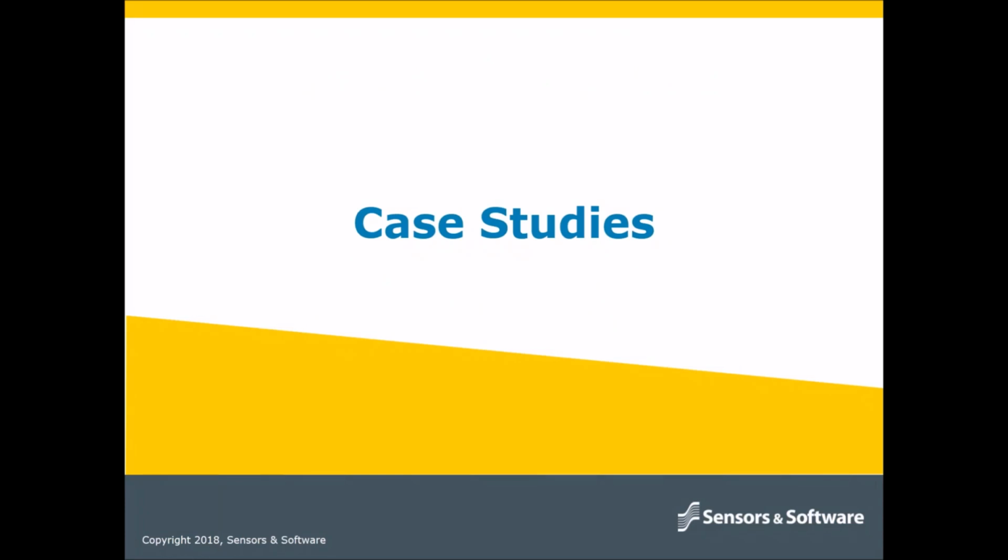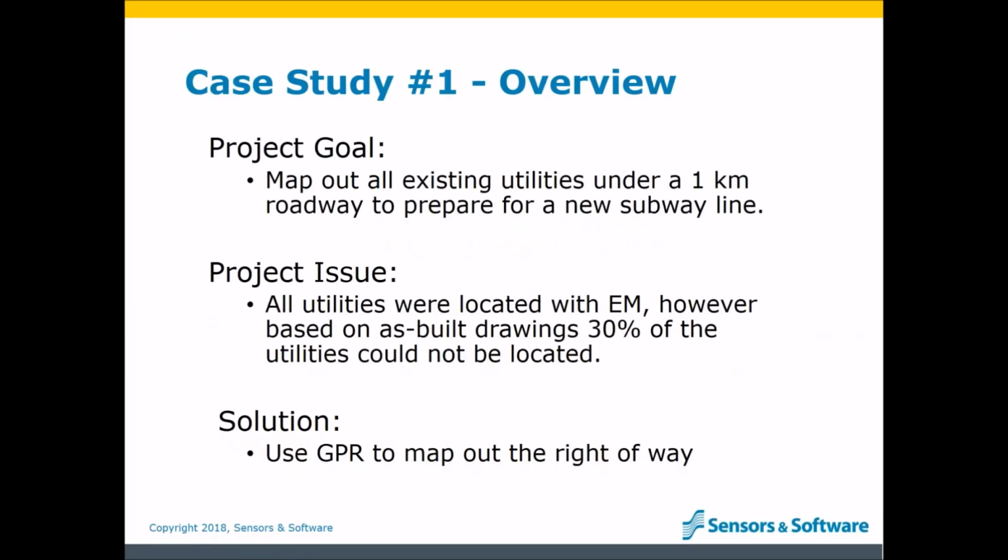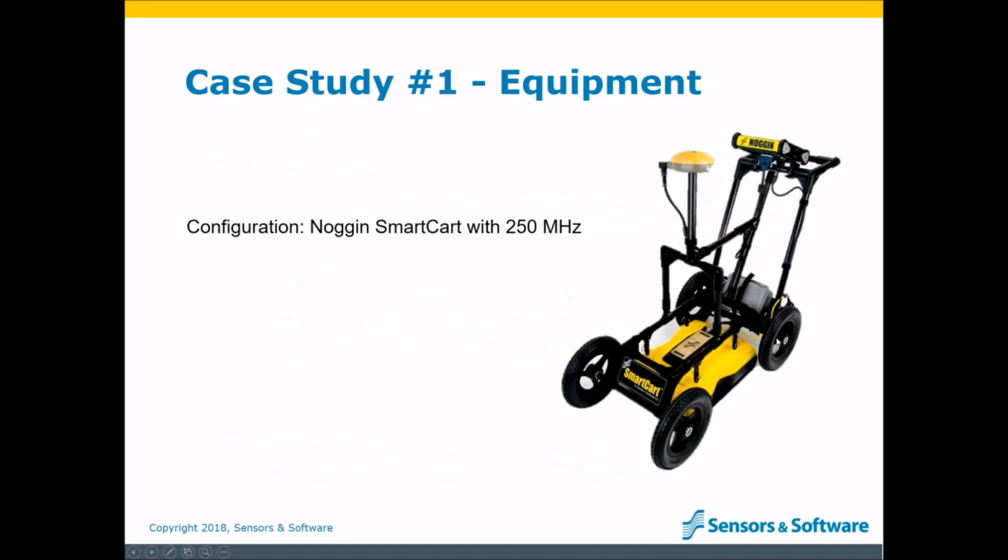Now let's look at a couple of case studies. In this example, the client needed to locate utilities buried under a roadway. They scanned an area about 1 kilometer long, and most of the utilities were located with pipe and cable locators, but about 30% of them could not be found. So the GPR was brought in. For this project, they used a Noggin smart card with a center frequency of 250 megahertz and an external GPS.